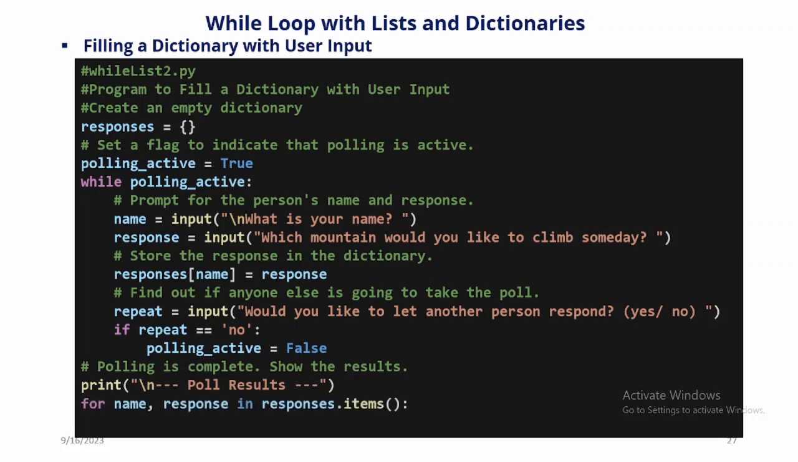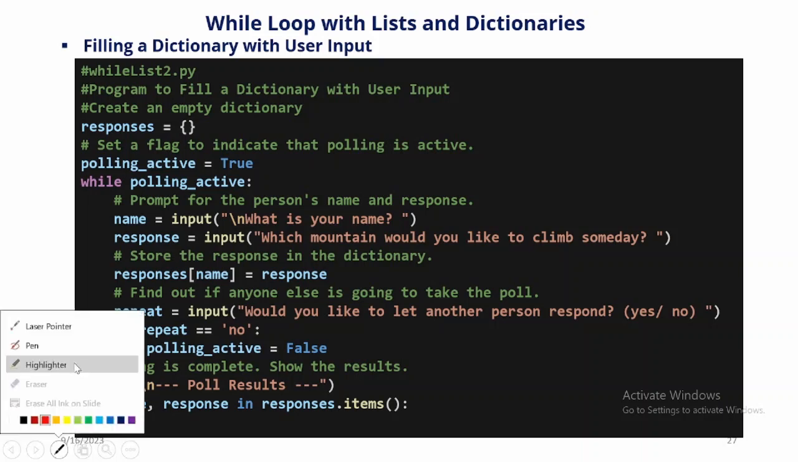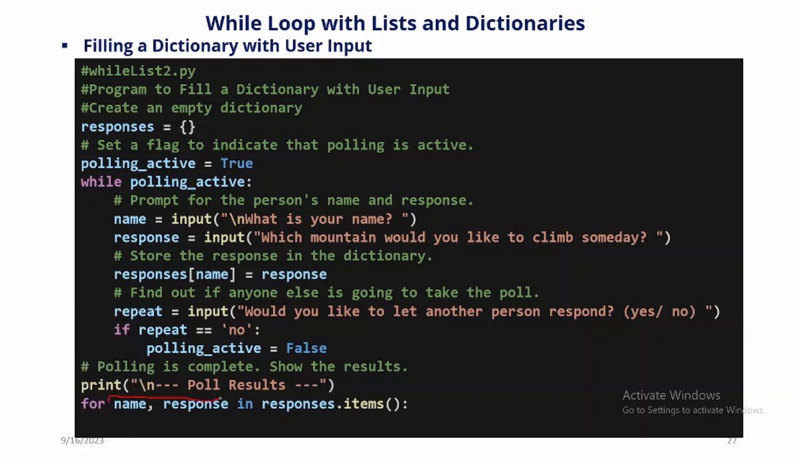For name, response in responses.items. Now this is something new for us. We can actually use 2 items to test. Recall that name is the key, response is the value. For key and value in the dictionary called responses, print name would like to climb response.